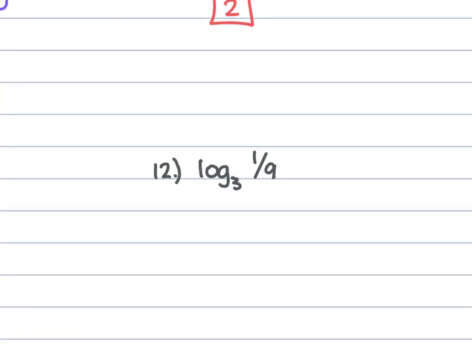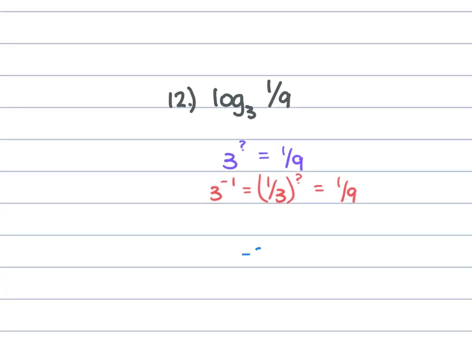And for 12, we have log 3 of 1/9. So 3 to what power is 1/9? Well, we know 3 to the negative 1st is 1 over 3. So this to what power is 1/9? 3 to the 2nd power is 9. So that's going to be a negative 2. The negative turns the 3 into 1 over 3, and then if we raise that to the second power, it gives us 9, so that's 1 over 9.